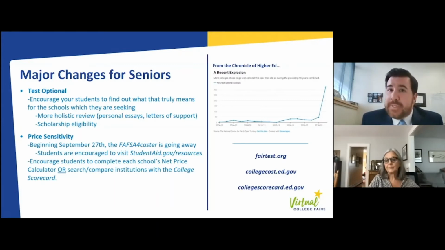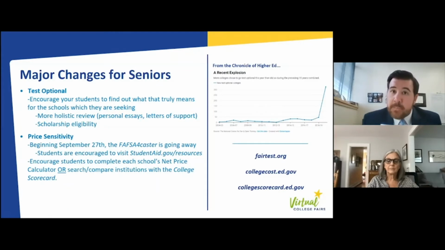Another major change for students is that they are more sensitive to pricing, and that's been an issue for some students, especially first generation college students, but overall students and families who've been impacted negatively by COVID definitely will take note of price sensitivity this year. The FAFSA and the FAFSA forecaster has always been great, but beginning September 27th this year, the FAFSA forecaster is going away. And so the Department of Education encourages students to visit studentaid.gov/resources for more information, for more aids and resources. So definitely encourage your students and families to reach out or to look at studentaid.gov/resources in lieu of the FAFSA forecaster.